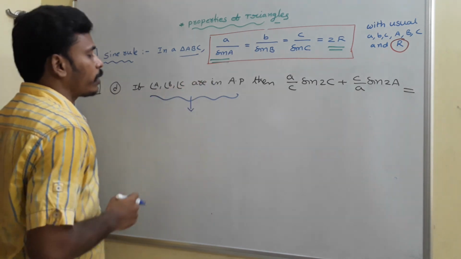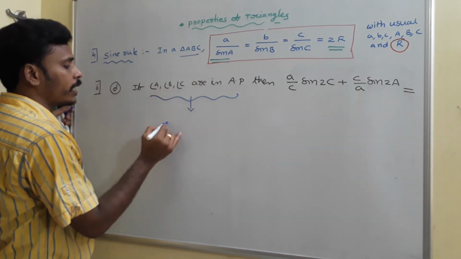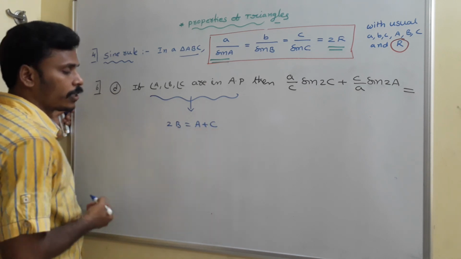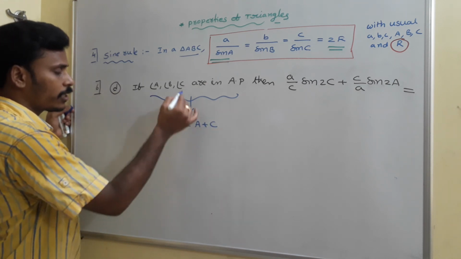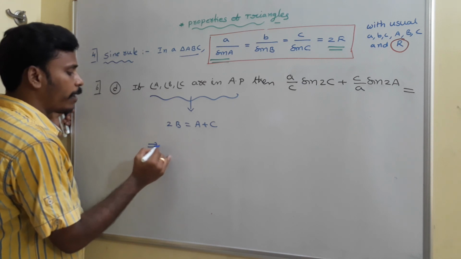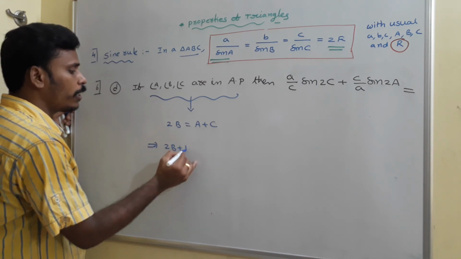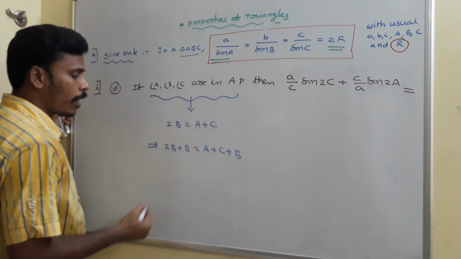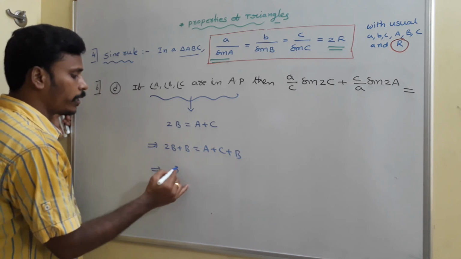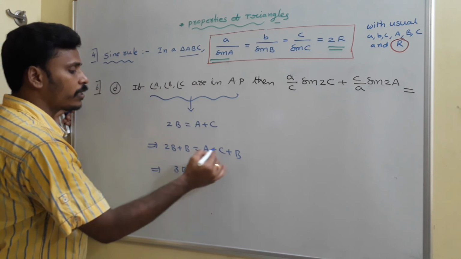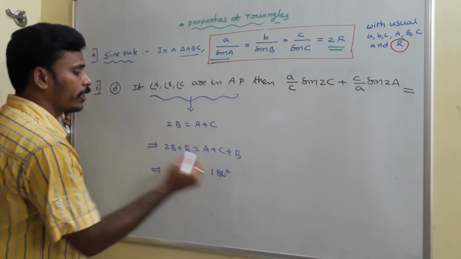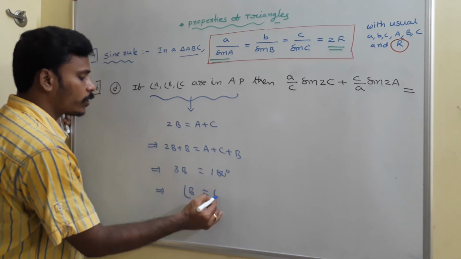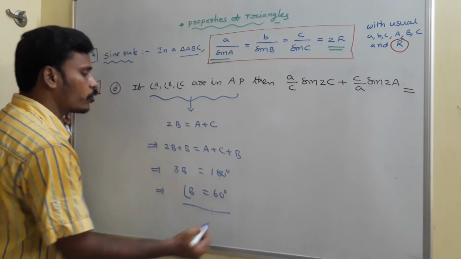Since angles are in arithmetic progression, angle A, angle B, angle C, 2 times angle B is equal to A plus C. It is very clear, right? This is from the arithmetic progression. If you add B on both sides, 2B plus B is equal to A plus C plus B. Now 2B plus B is 3B, and A plus C plus B is nothing but 180 degrees, because it is a triangle. So 3B is 180 degrees, and it is very clear that angle B is equal to 60 degrees.